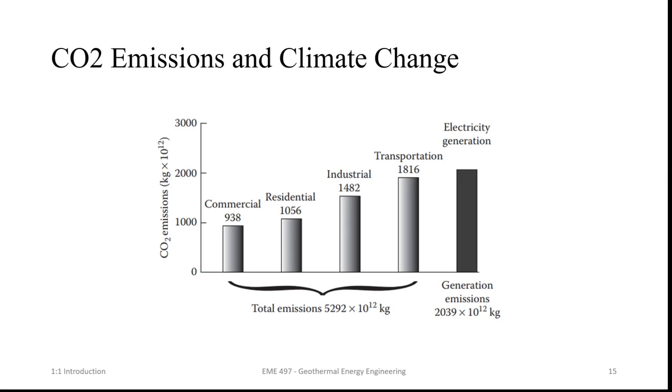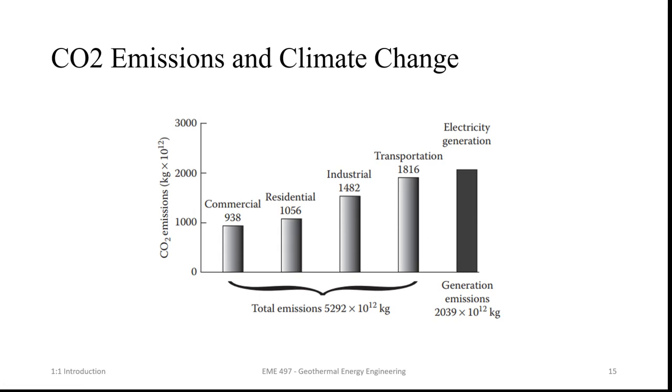So transportation is going to be hard to target. However, geothermal and renewables can target almost every single other column. So electricity generation, which is going to be the biggest one, industrial, residential, and commercial, where we talked about the open and closed loop systems. So as you can see, there is a way we can solve this problem.